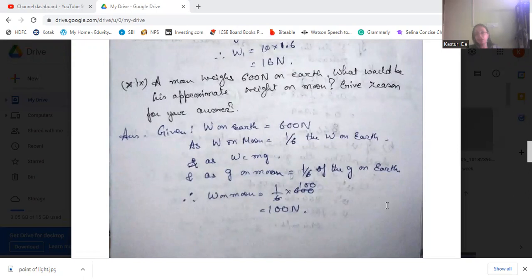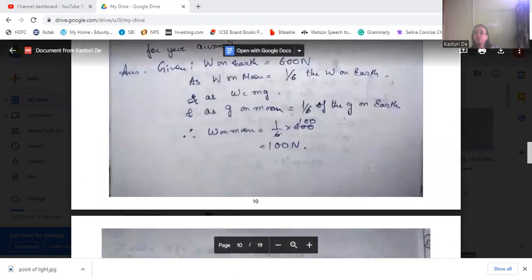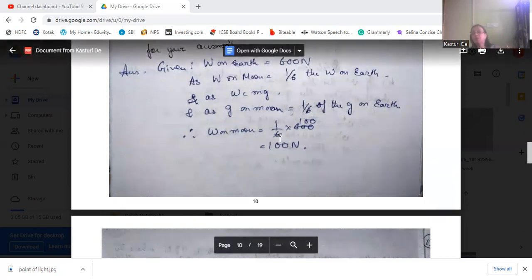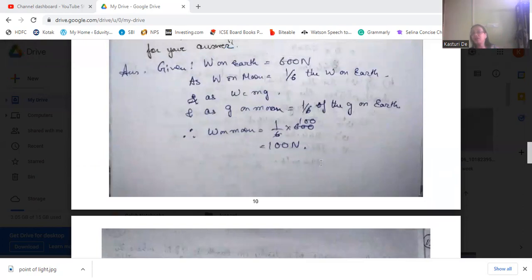So weight on the earth is 600 Newton, and we know weight on the moon is 1/6 of the weight on the earth. That means 1/6 of 600 will be the weight on the moon. Gravity on the moon will also be 1/6 that of the earth. So weight on the moon will be equal to 1/6 of 600, that is 100 Newton. As gravity on the moon becomes 1/6 of that of the Earth, weight also becomes 1/6, that means 1/6 into 600, that is 100 Newton.